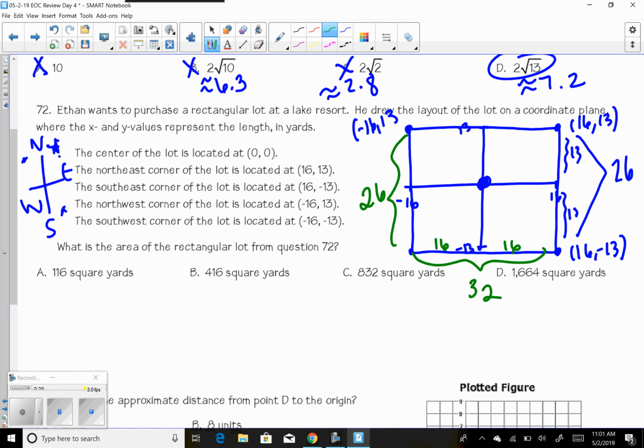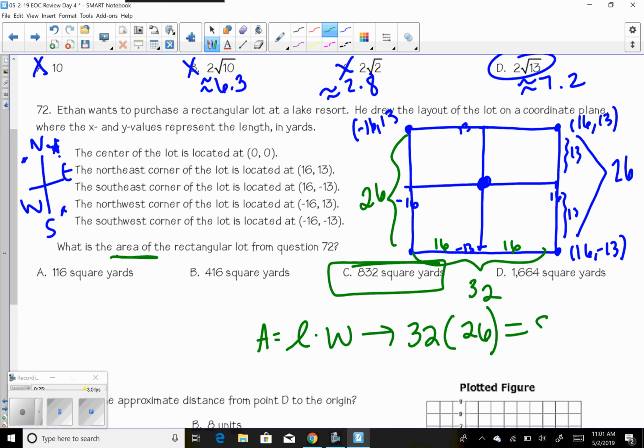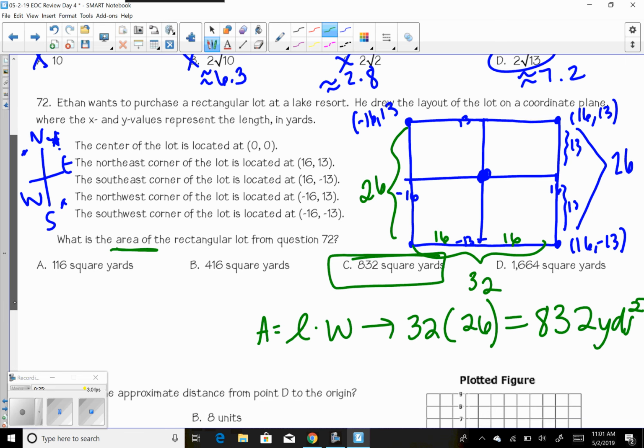So it says, what is the area? So area is length times width. So in this case, it's going to be 32 times 26. Okay, so you're going to have to plug that in. 32 times 26, and you should get 832 yards squared.